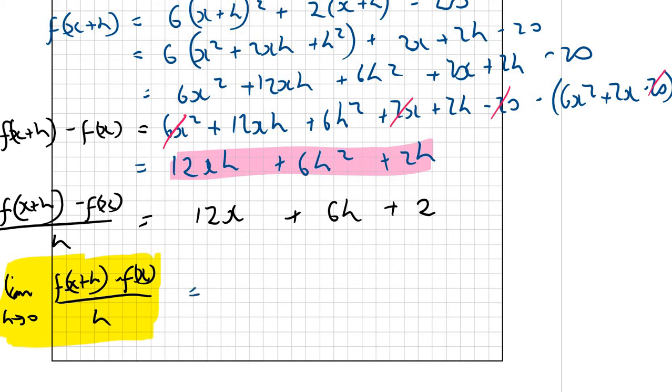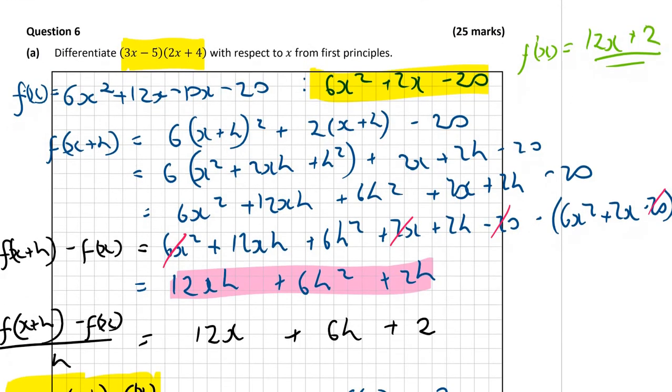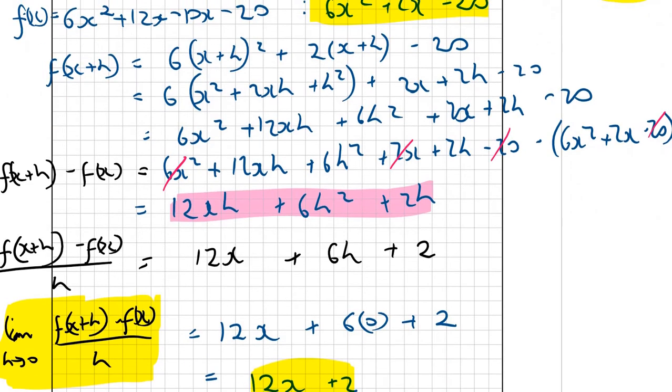That then becomes the limit as h goes to 0. So wherever you see an h term, you just replace it with 0. 12x plus 6 times 0. Because what we're doing there is we're getting as close as possible to that h being 0. So essentially the limit of that as h goes to 0 is just replacing it with 0. And we're left with 12x plus 2, which is what I kind of knew it was going to be at the start. Okay, so that's the differentiation by first principles. Remember, if it's in brackets or factor form, just expand out the brackets first before you do that.